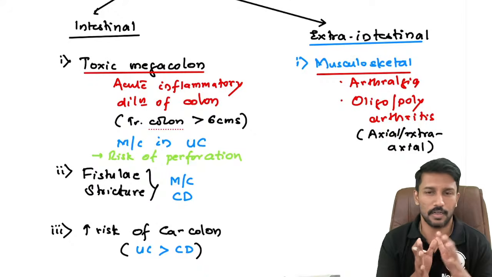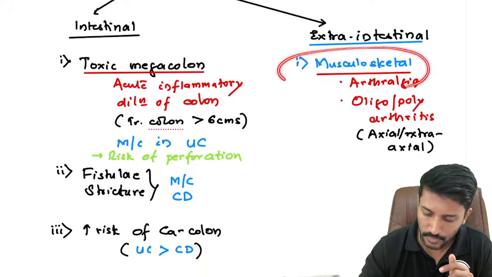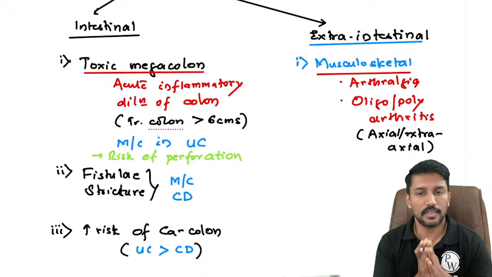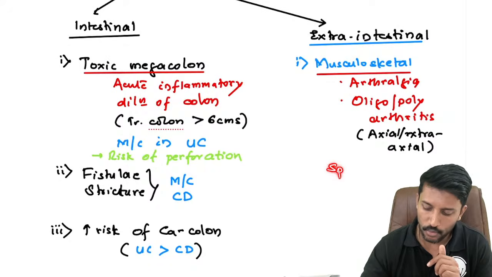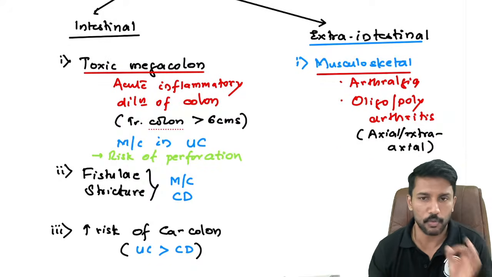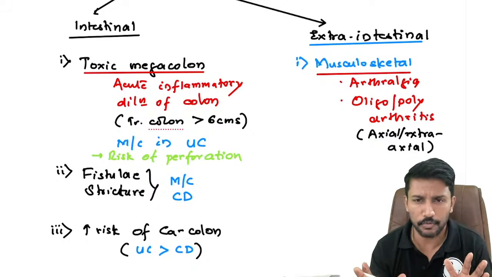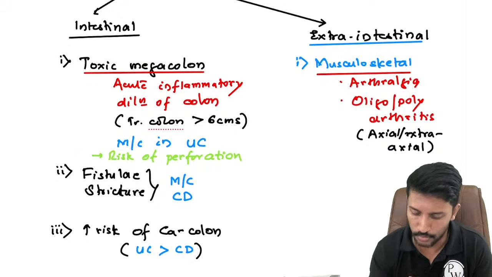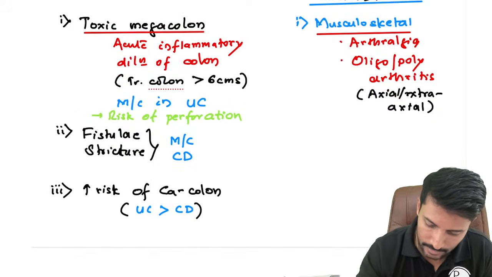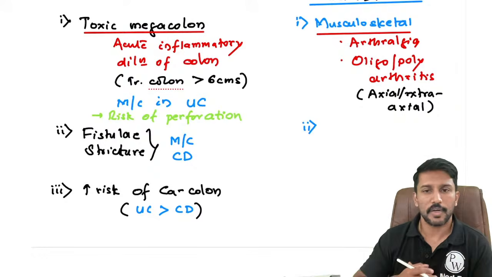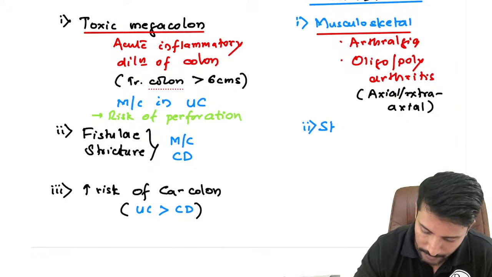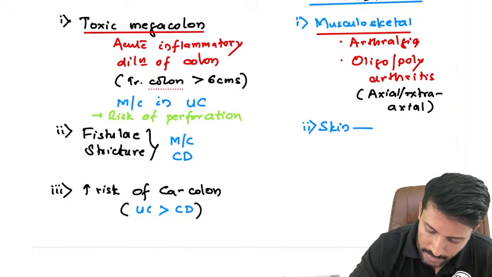In fact, a good number of patients with inflammatory bowel disease present with what is called enteropathic arthritis, which is a subtype of spondyloarthritis. Not required for your theory exam, but for MCQs, you need to know. Okay, then what else can it affect? Can inflammatory bowel disease affect skin? Yes, it affects skin. So what findings do I get in skin?